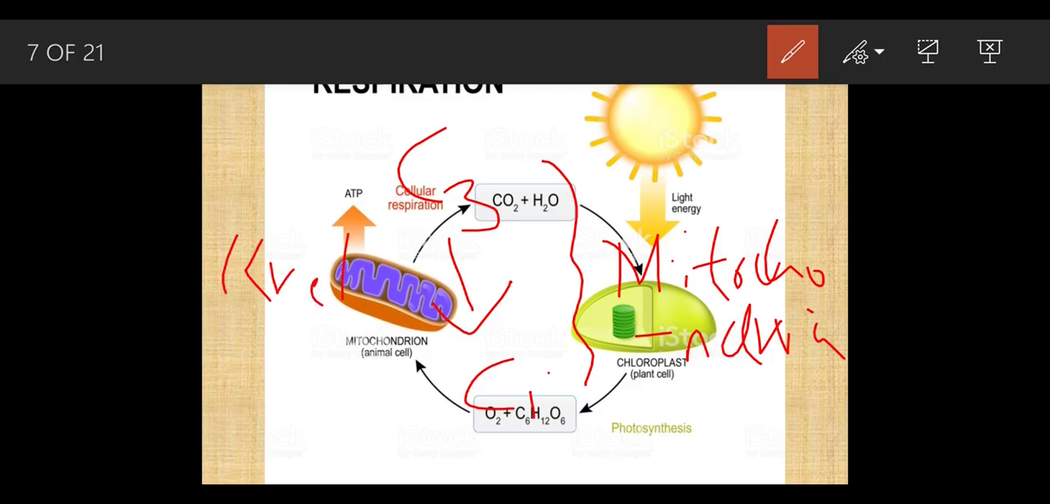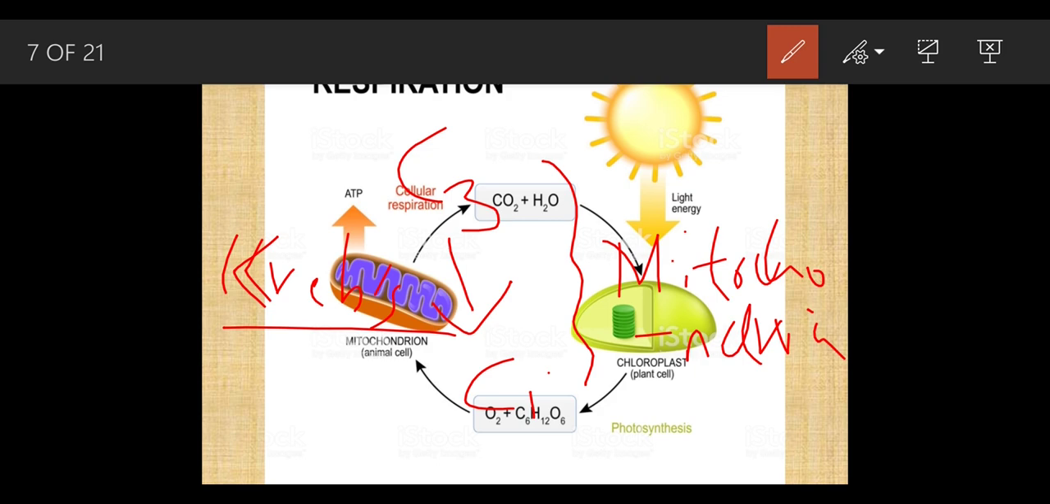Why is it called the Krebs cycle? Because Krebs was a scientist who discovered this part. Whenever the plant makes glucose, how does it release carbon dioxide? He discovered that there was a cell organelle, the mitochondria, that works for cellular respiration. That is why this second process is named after this person, Krebs. So, the Krebs cycle.